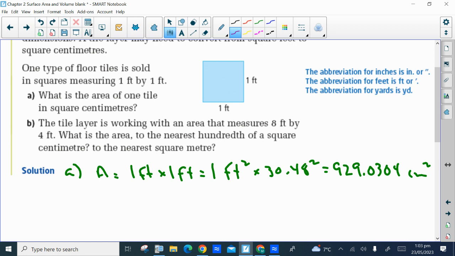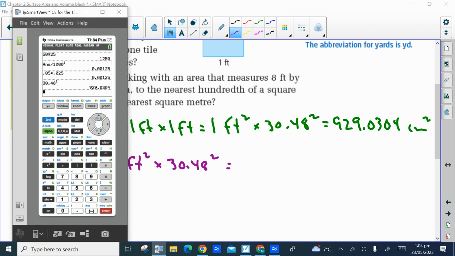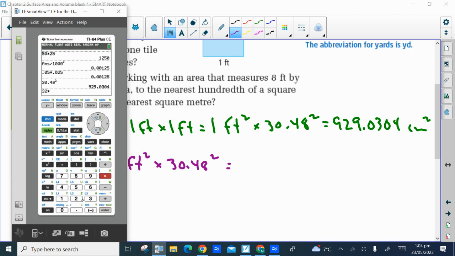Part B says the tile layer is working with an area that measures 8 feet by 4 feet. What is the area of this to the nearest hundredth of a square centimeter, and then also to the nearest square meter? So if we take 8 feet by 4 feet, that'll give us 32 square feet. And we have seen that if you want to convert from square feet to square centimeters, you need to multiply by 30.48 squared. So that's what we will do. We'll multiply 32 by 30.48 squared.